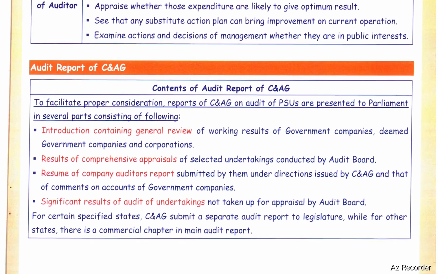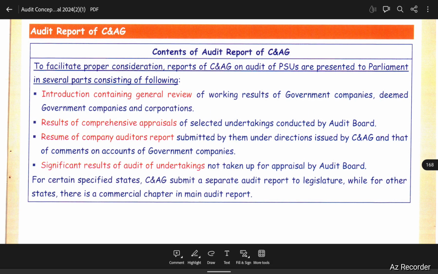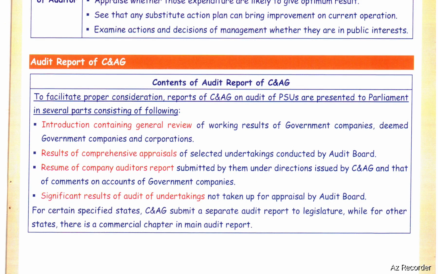Audit report of CAG. Contents of the audit report of CAG: to facilitate proper consideration, reports of CAG on audit of PSUs are presented to Parliament in several parts consisting of the following: introduction containing a general review of working results of government companies, deemed government companies and corporations, results of comprehensive appraisals of selected undertakings conducted by the audit board, a resume of the company auditors' reports submitted by them under directions issued by CAG, and that of the comments on accounts of government companies.